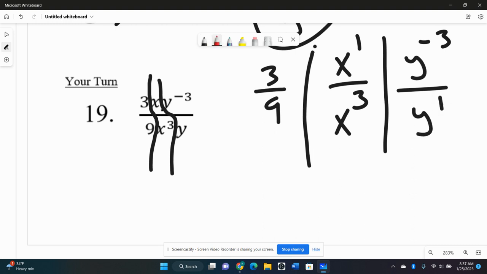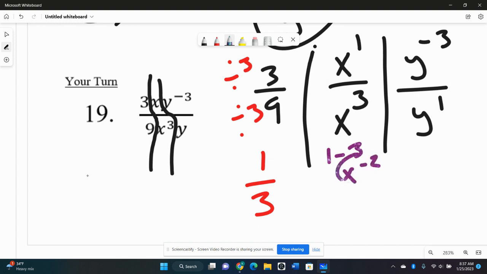And now just simplify each of these. Can I reduce the fraction? Yeah, I can divide it by negative 3 to get 1 over 3. How do I simplify x to the 1st over x to the 3rd? I'll subtract my exponents. Top minus bottom, 1 minus 3, would give me x to the negative 2. Oh, negative exponent, I have to flip it. So I get 1 over x to the 2nd.